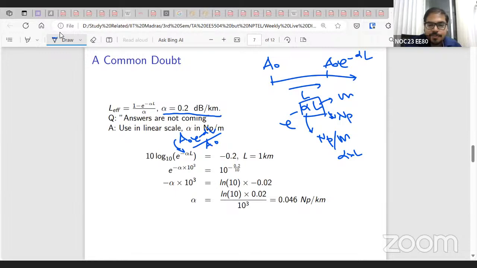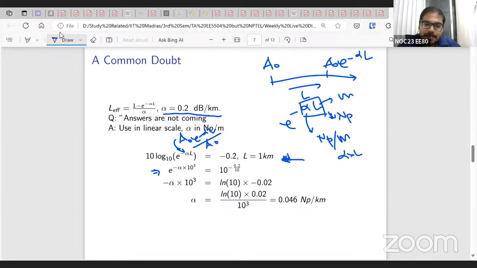This is equal to 0.2 if L is equal to 1 kilometer. So this is what is given. This is what you know. So from there, you have to find out what is alpha in nepers per meter. So these are the simplifications.